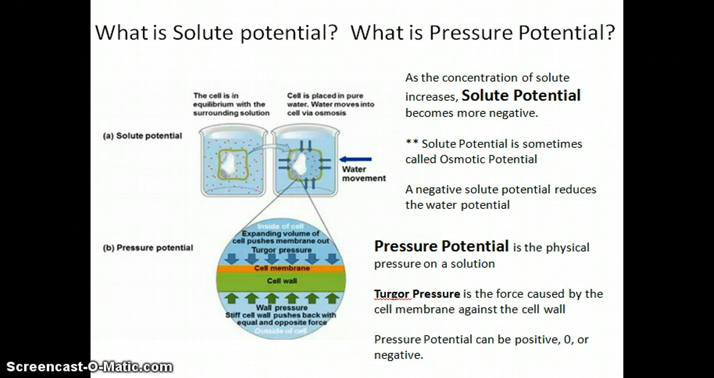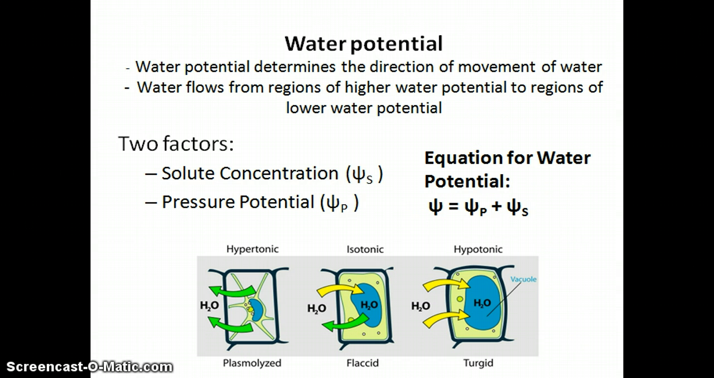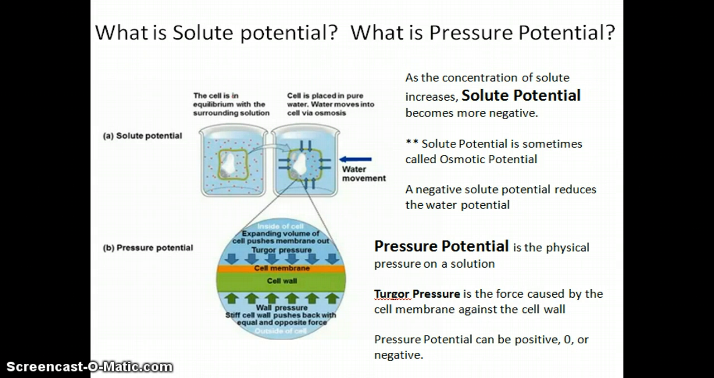A negative solute potential reduces the water potential from the equation from before. The other thing I want to mention is that the solute potential can never be positive. It's either 0 or negative. 0 would be pure water, distilled water, where there's no solute present. As you add solute, you are making that solution more negative in terms of the solute potential.